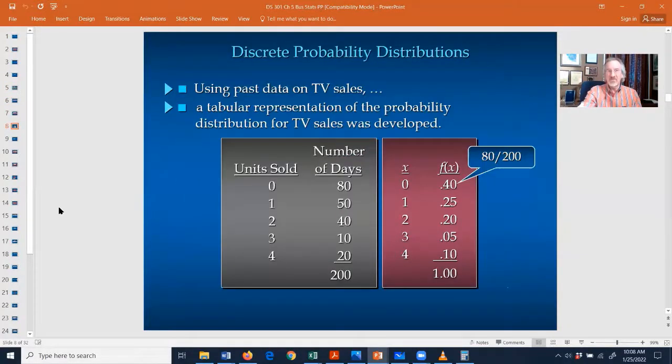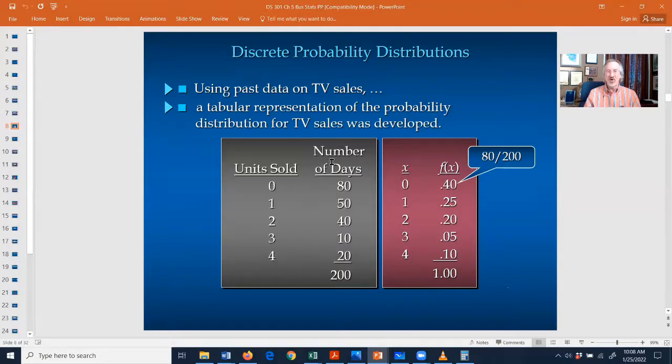Now, let's go to an example here using discrete data and finding what's called the expected value, which is the same as finding the mean. We went ahead and looked back at 200 days of how many TVs we sold. We're going back to that story. And we've never sold more than 4 in a day. So we went back 200 days, and out of those 200 days, 80 of them, we didn't sell any TVs at all. 50 of them, we sold 1 TV. 40, we sold 2. 10 of those days, 3. 20 of those days, 4.